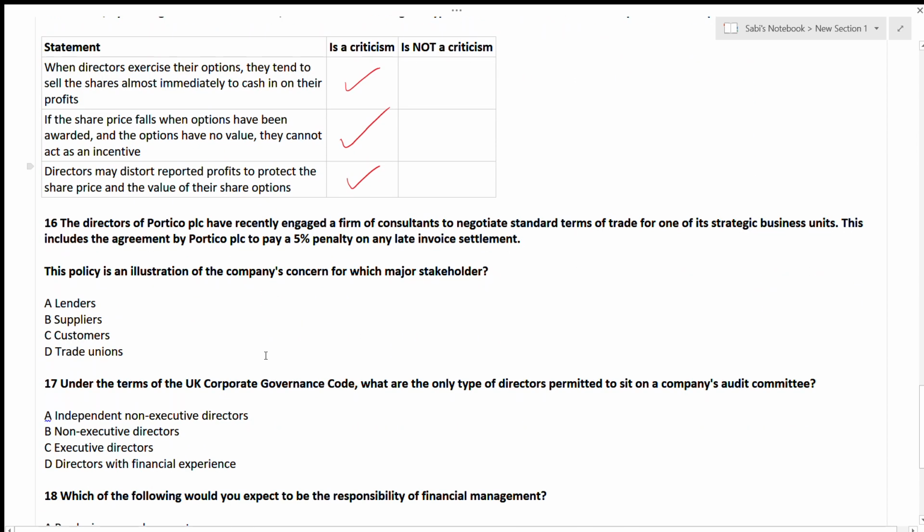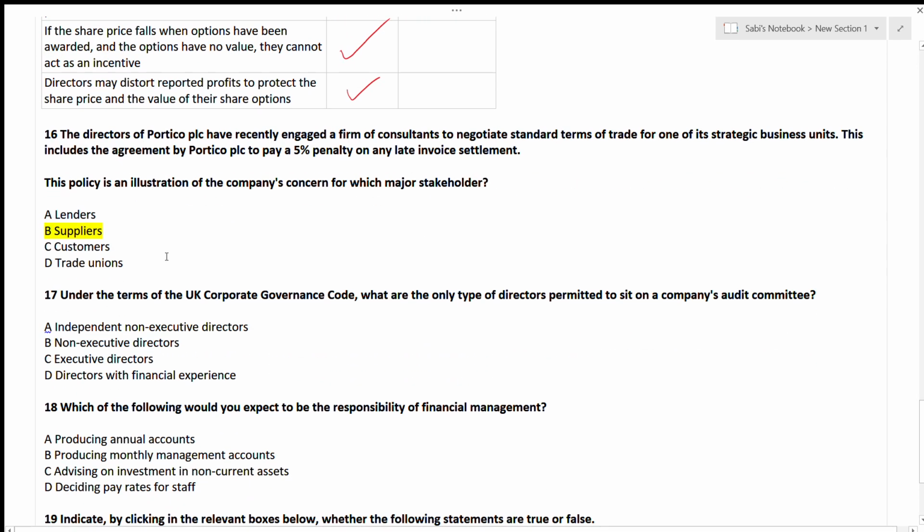Now let's go to 16. The directors of Portico PLC have recently engaged a firm of consultants to negotiate standard terms of trade for one of its strategic business units. This includes the agreement by Portico PLC to pay a 5% penalty on any late invoice settlement. The policy is an illustration of the company's concern for which stakeholder? Lender, supplier, customer, trade unions. It is about invoices, so it is none other than the supplier, right? Because invoices are received from suppliers, not any of the other three stakeholders.